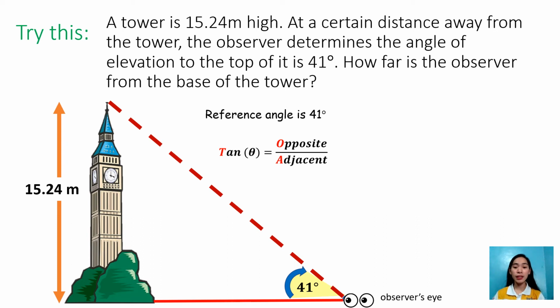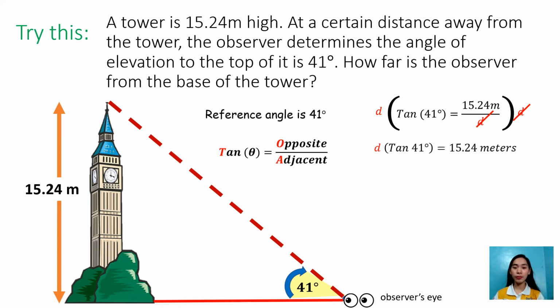Okay, so now let's substitute the given values. So for tangent 41 degrees is equal to 15.24 meters divided by d, which is the distance. Then let's multiply both sides by d. Since d divided by d is 1, we can cancel this out. Next, we have d times tangent 41 degrees is equal to 15.24. Since our target here is the value of d, we're going to divide both sides by tangent 41 degrees.